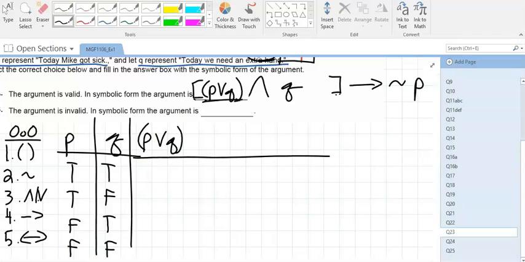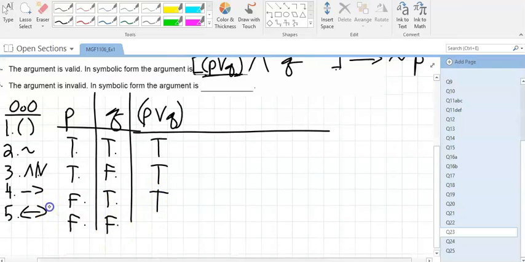As we've talked about, ors are only false when both are false. So true, true. True. True, false. True. False, true. True. And false, false. False. There we go.